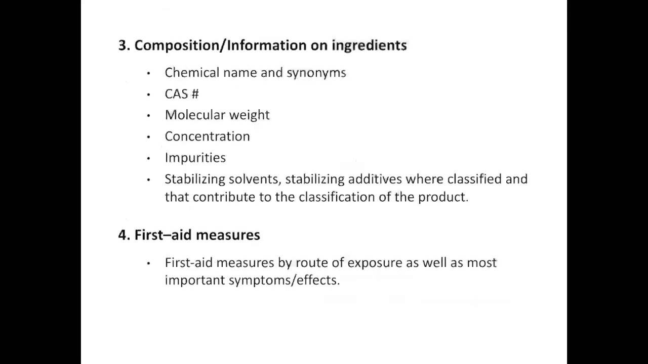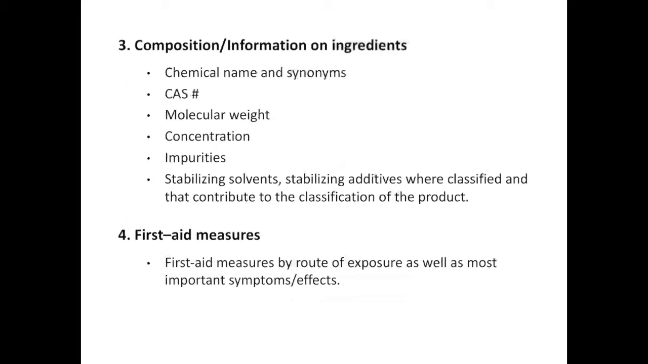Section 3 is composition, or information on ingredients, and this is where you can find really useful things like the chemical name and any synonyms. So lots of chemicals go by different names depending on what kind of naming system you're using. So it's a good place to check to make sure you're actually looking at the information for the right chemical. You'll also find things like the molecular weight, the concentration of the chemical that you're using, and lists of any impurities or stabilizing agents that are used.